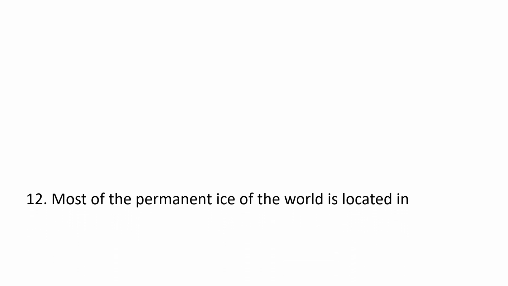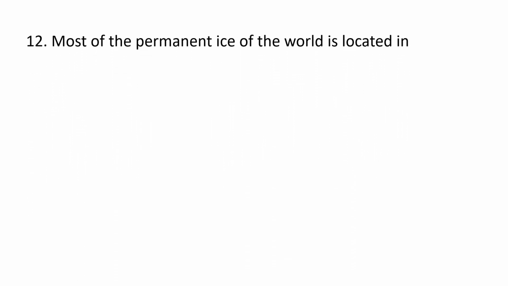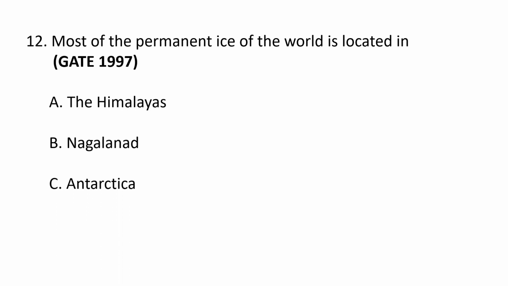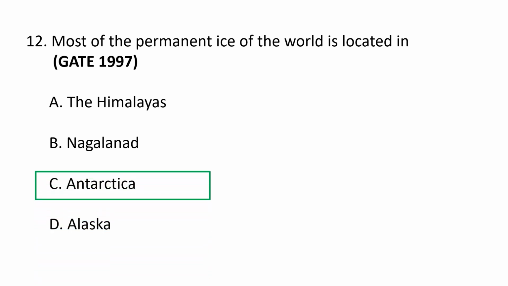Next question. Most of the permanent ice of the world is located in A. Himalayas, B. Nagaland, C. Antarctica, D. Alaska. So most of the permanent ice of the world is located in Antarctica. In Antarctica, this ice is about 90% of all the world's ice and 70% of all the world's fresh water. So most of the permanent ice of the world is located in C. Antarctica.